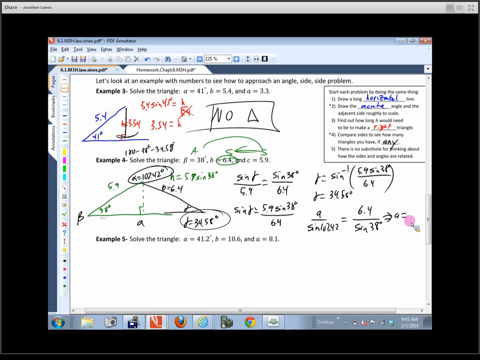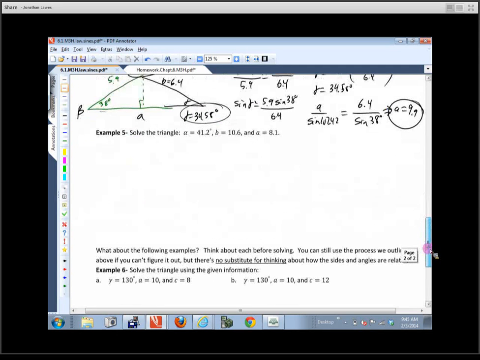What'd you get? I see people writing, nobody willing to tell us what they got. Are we expecting a pretty big side? Yes, we are. It's got to be bigger than the two of these, right? Quite a bit bigger. What'd you get? 9.9? Okay, 9.9. Okay, any questions?